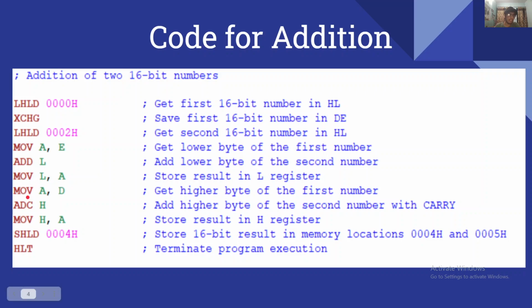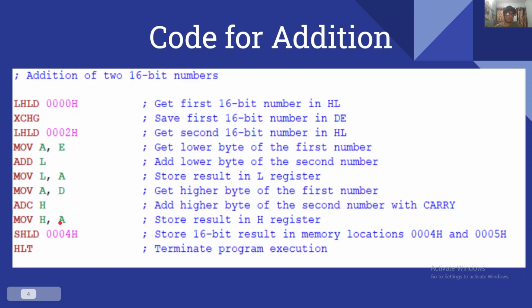And again for the MSBs, D contains the MSB of the first number, and we move it to the accumulator, and then add it to the H register with the carry. So ADC H does A plus H plus the carry bit, and the value stored in A would then go to H, and the MSB of the result would be stored in H.